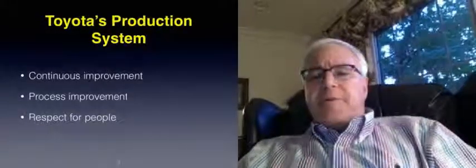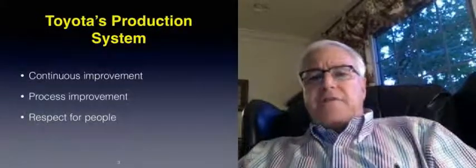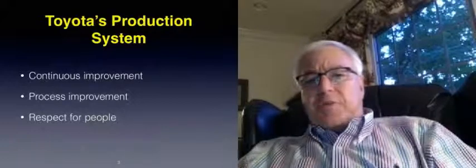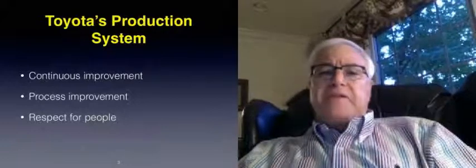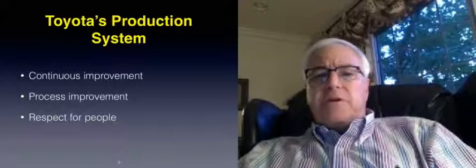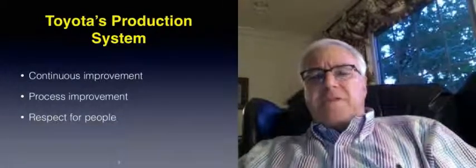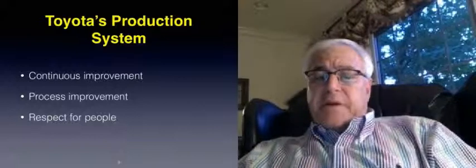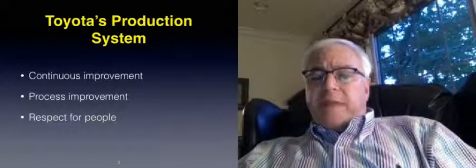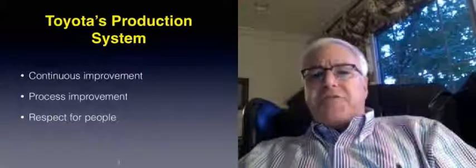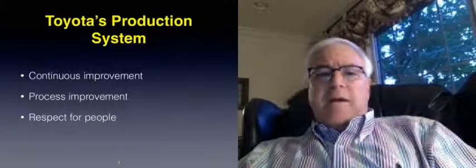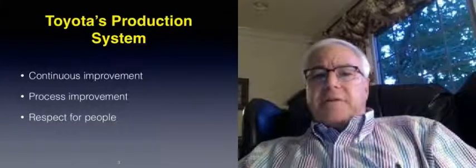I just want to take a moment to review the elements of the Toyota Production System, or TPS, which is the basis of lean manufacturing and lean distribution. The three bases of the TPS are continuous improvement, process improvement, and also, might surprise you, respect for people. That's integral to the TPS.